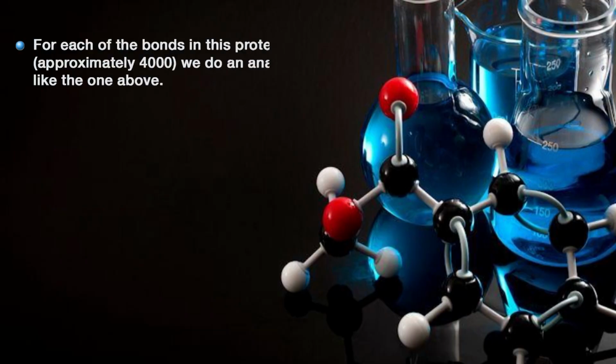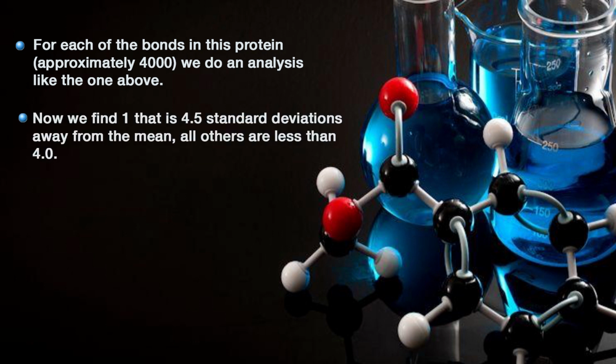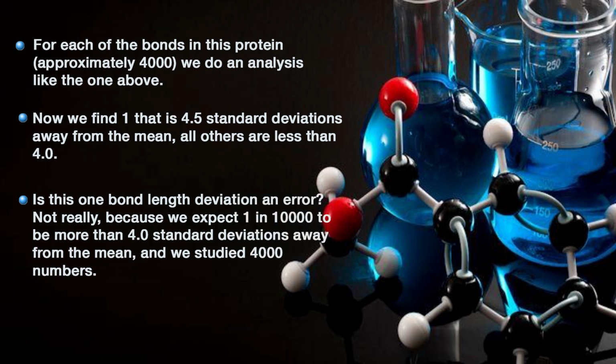So, that was about standard deviation and mean. Now, let us do something similar for a protein. Let us say we have a 400 residue protein, with approximately 4000 bonds. Now, we do an analysis like the one above. We find one bond that is 4.5 standard deviations away from the mean. All others are less than 4.0. Is this a bond length deviation and error? Not really, because we expect 1 in 10,000, but here what is it?